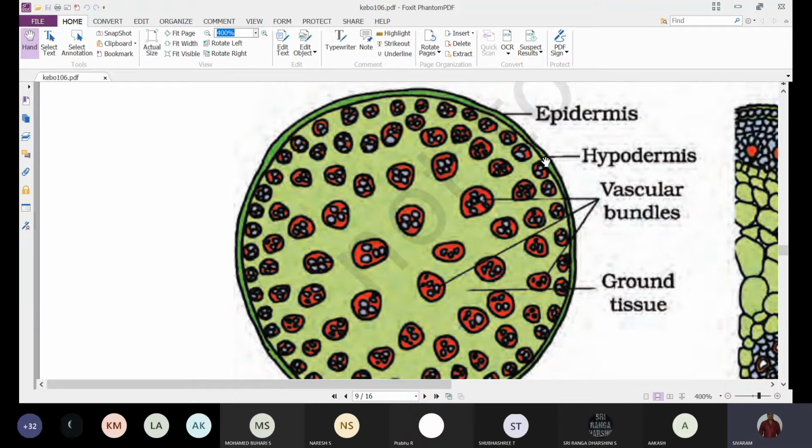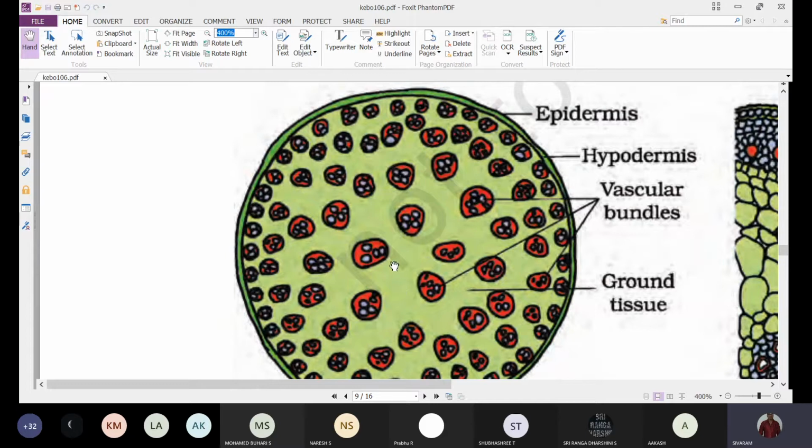When you observe this ground tissue, we can see here, we don't find any layers differentiated. In the ground tissue we can see the vascular bundles are irregularly scattered, that means they are scattered throughout the ground tissue.